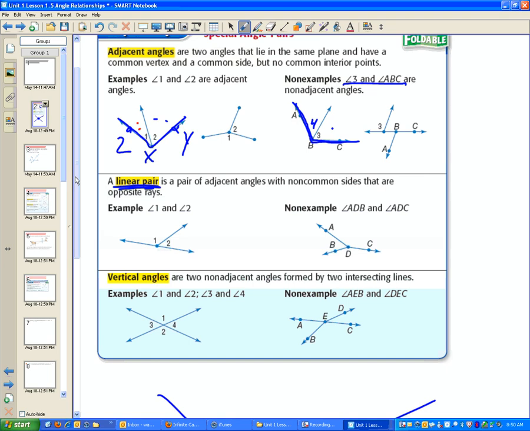Yep. Did linear pairs have measures that add up to 180? Linear pairs are always supplementary to each other.